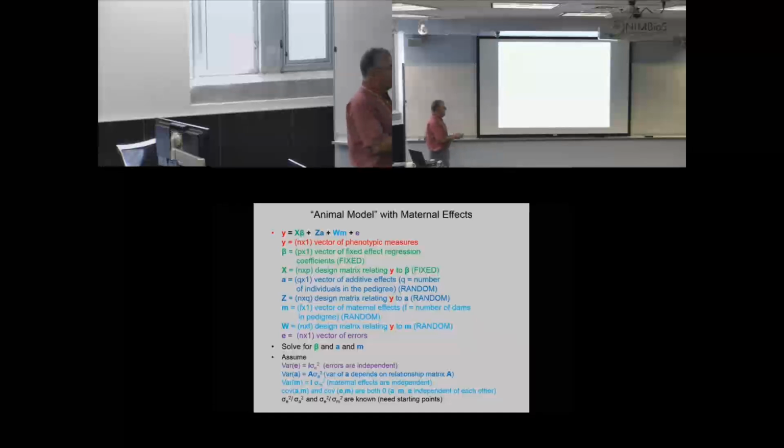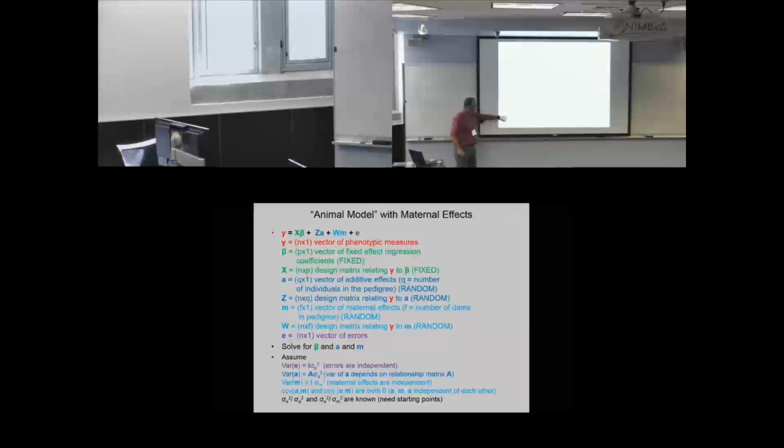Now we have to solve for beta and A and M, and we make the same assumptions that we did before with some additional ones. We assume that the variance in the maternal effects is, again, the identity matrix times the variance of the maternal effects. So we're saying that the maternal effects are independent from each other, and we are assuming that the covariance between the additive effects and the maternal effects and the covariance between the error and the maternal effects are independent. So we're saying that A, M, and E are independent of each other.